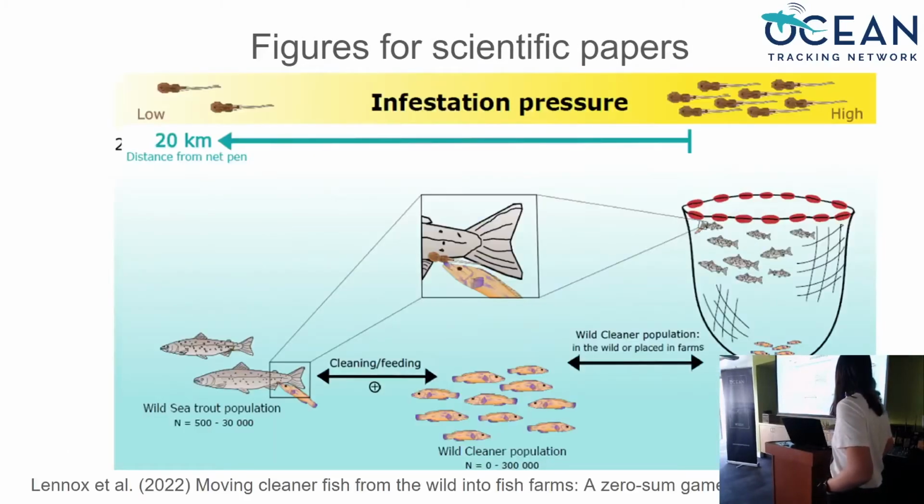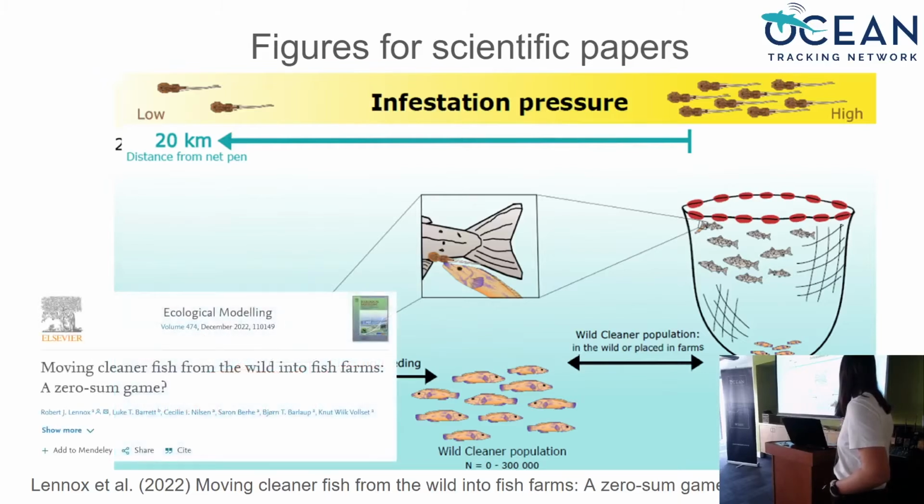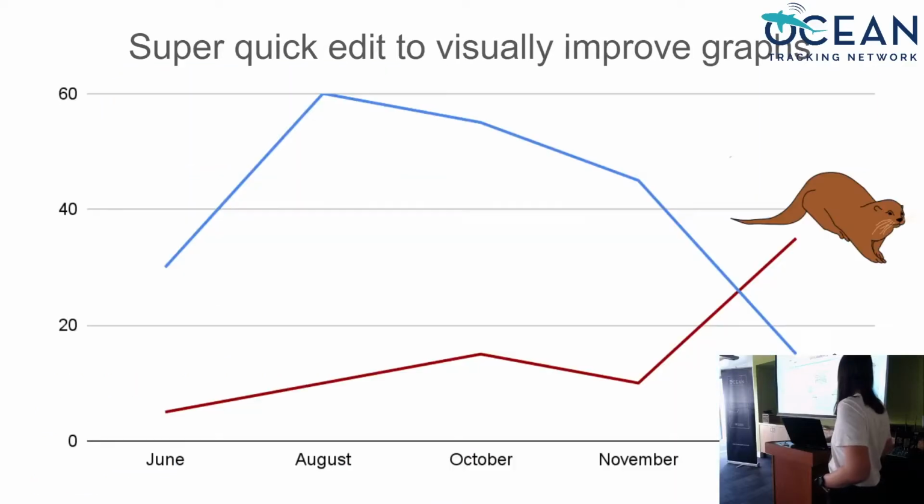It's also a great tool for papers. This is a figure that Cecilie made for a paper that was recently published. I encourage you to go check it out. It's called Moving Cleaner Fish from the Wild into Fish Farms. Yeah, I have to promote us a bit here. Also, very easily, you can have a relatively boring graph, just add a couple of species, and you can really simplify what you're trying to tell.